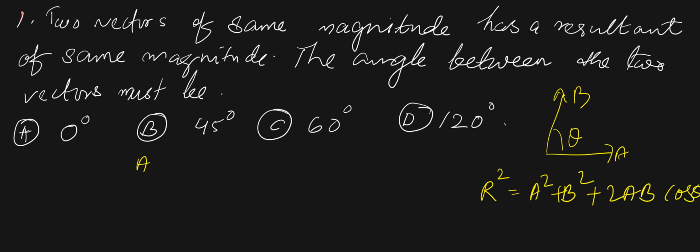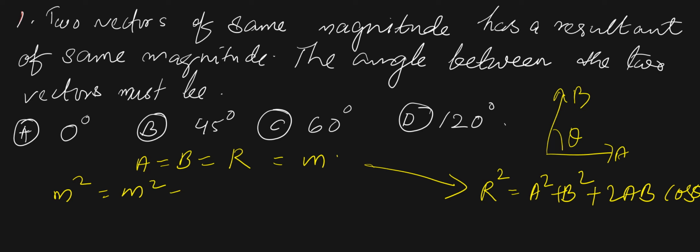Here it is said that A equal to B equal to R. We can say it as m. So let us substitute the value in this equation. We will get m square equal to m square plus 2 into AB, that is m into m, that also m square cos theta.